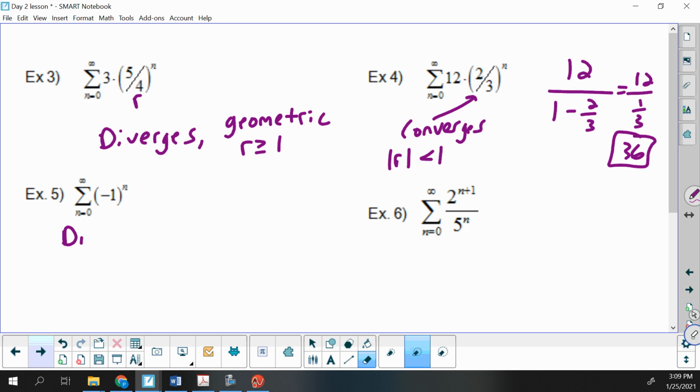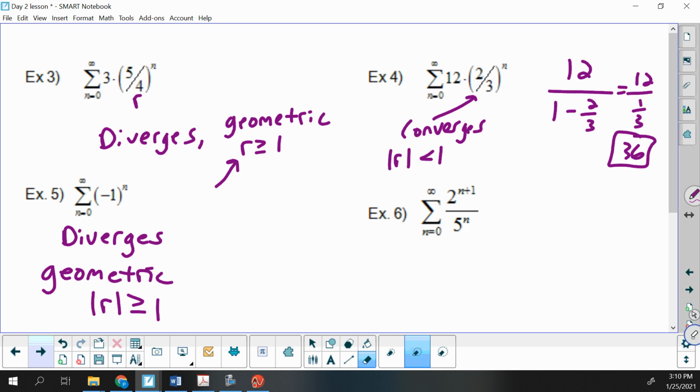In 5, this one would diverge. And for our reason, we would say it's geometric, and the absolute value of r is greater than or equal to 1. I didn't put the absolute value on this one because for the greater than, if it's positive, you can just say greater than or equal to. But if we want to be consistent, we can throw that on if we want.